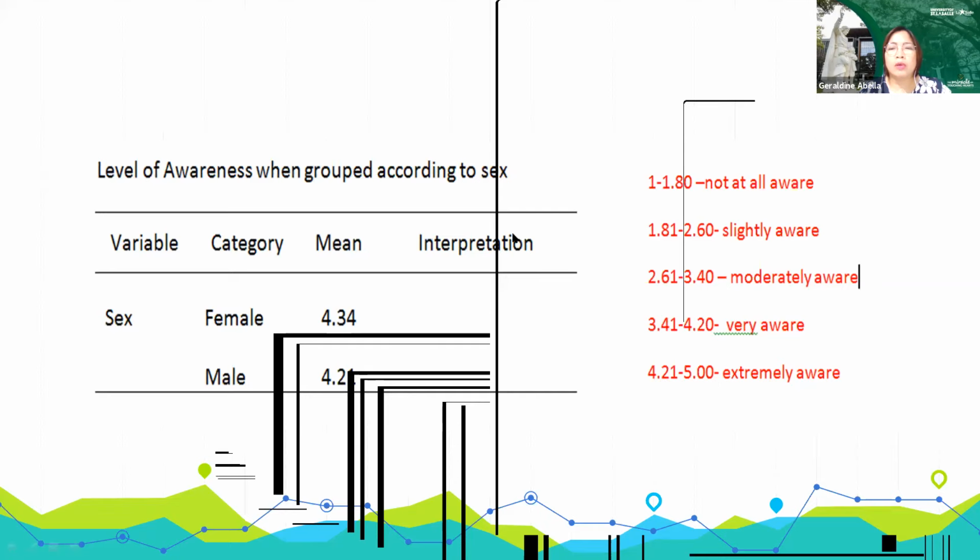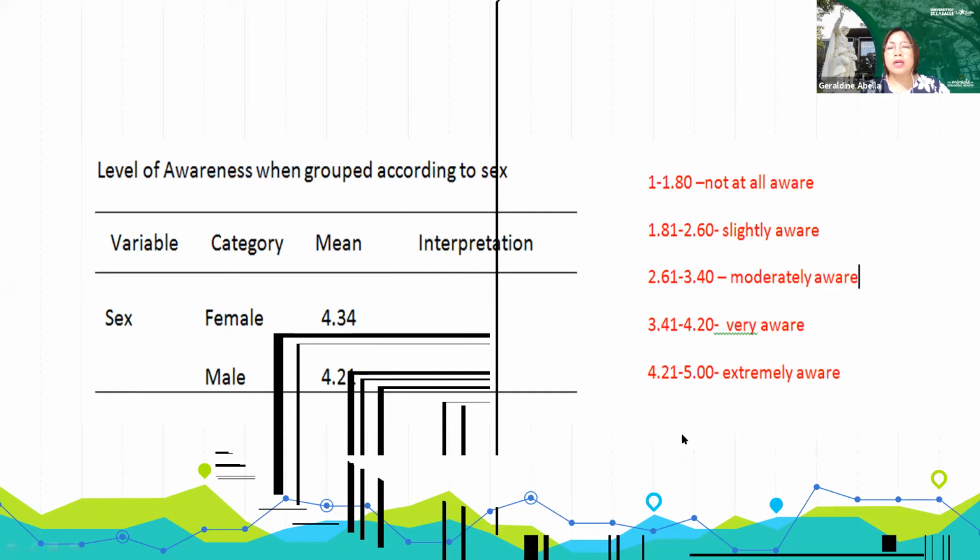But what if the computed mean is 2.5? What is the interpretation if the computed mean is 2.5? Send your answer in the chat box. Yes, you are correct, slightly aware. So that would be your corresponding interpretation.